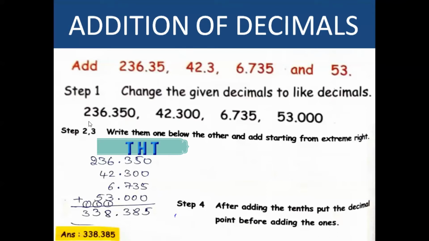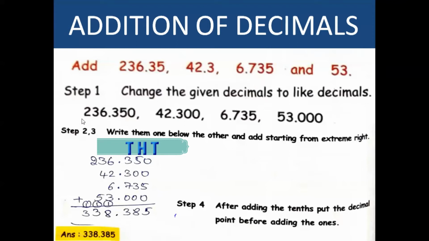See here, we are changing into like decimals. In the question, first 35 is there. Here we are having two decimal digits. In the second one, we are having only one decimal digit, that is 3. In the third, we are having 735. Here we are having 3 decimal digits. And here we don't have any decimal digits. So the biggest is 3 decimal digits. We are changing into like decimals.